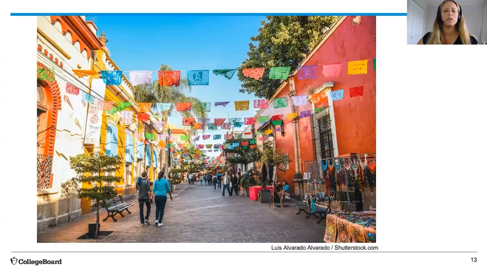This next one is a great example of sequent occupants. So if we look at the architecture and some of the elements like the hanging garland, we should be able to place ourselves in Mexico. So there's a lot of Spanish influence here in the architecture. So you see that influence of Spanish people coming to Mexico, as well as some of the more traditional Mexican celebratory garland that's in front. So those two things together show us a lot about those two groups of people and how they affected the land.